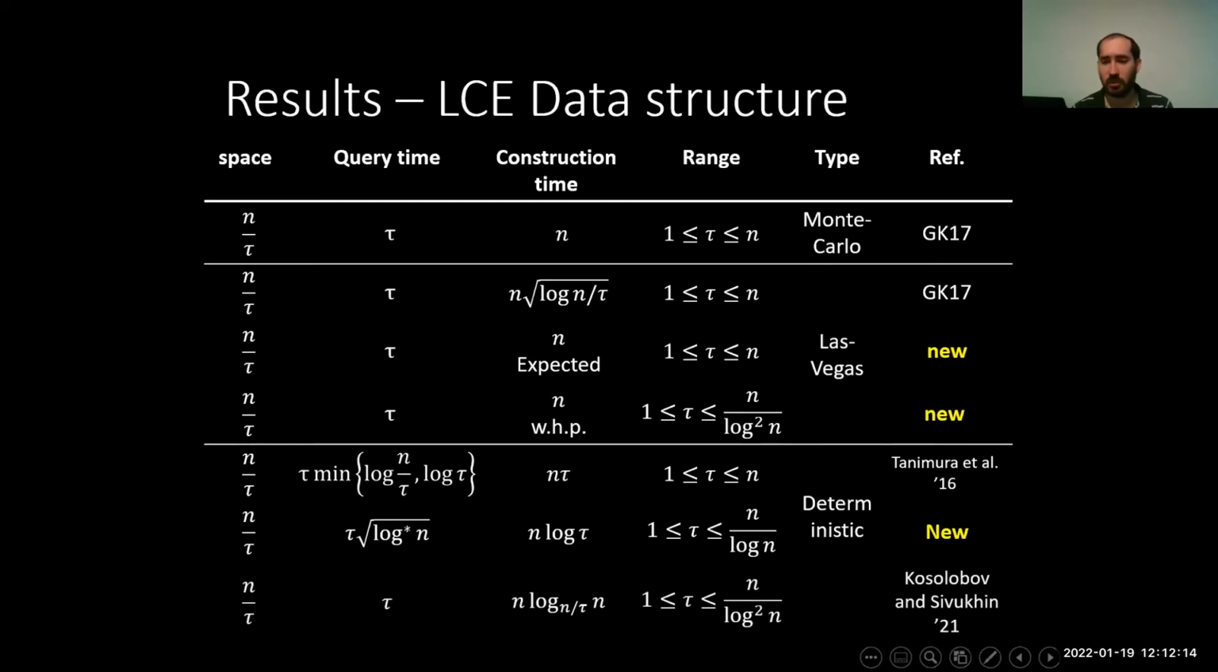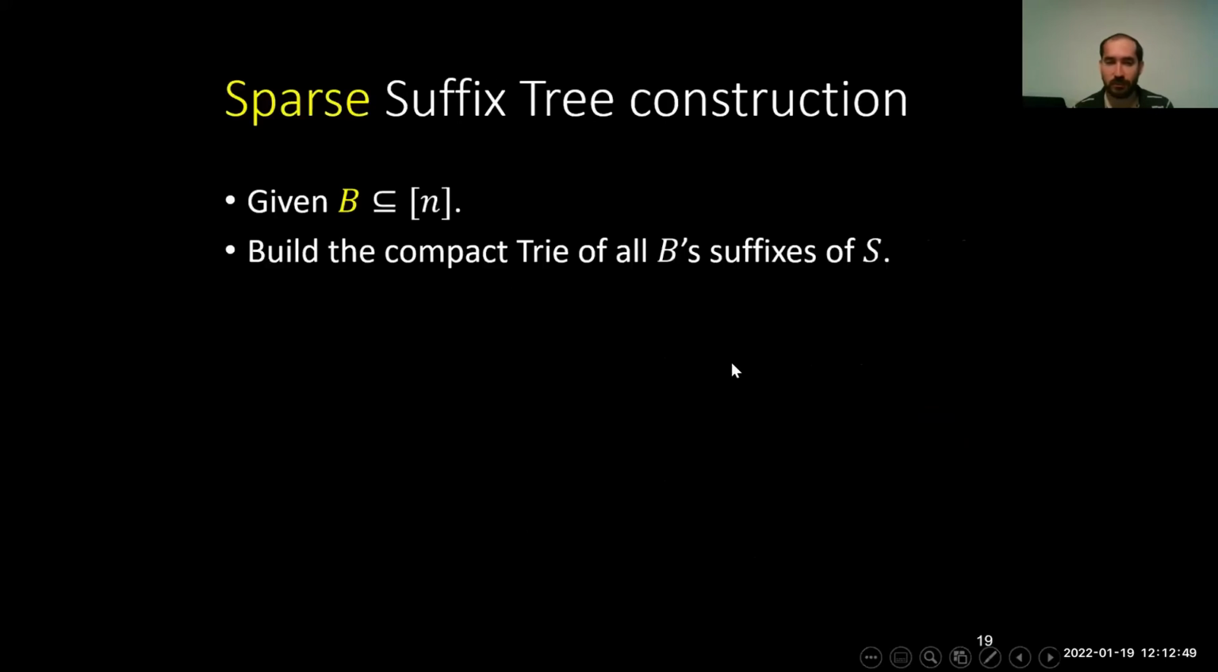However, a new result that was uploaded to arXiv last year by Kosolobov and Sivukhin uses our technique and improves the result to actually have optimal query time of order tau, and construction time which is almost linear. It's n times log of n over tau, which for tau that is again a polynomial in n, will be just linear time. And I will talk shortly at the end about their improvement.